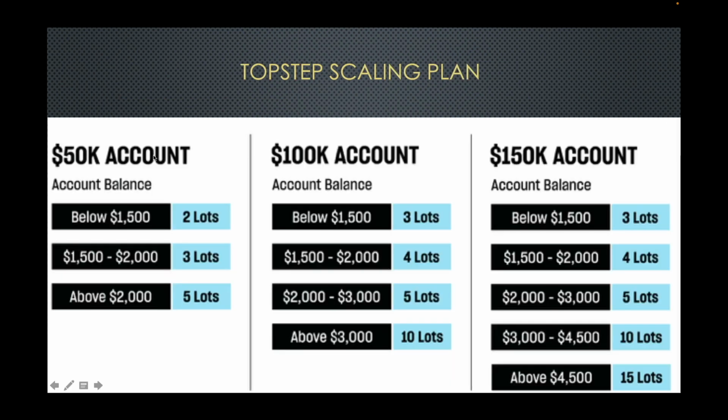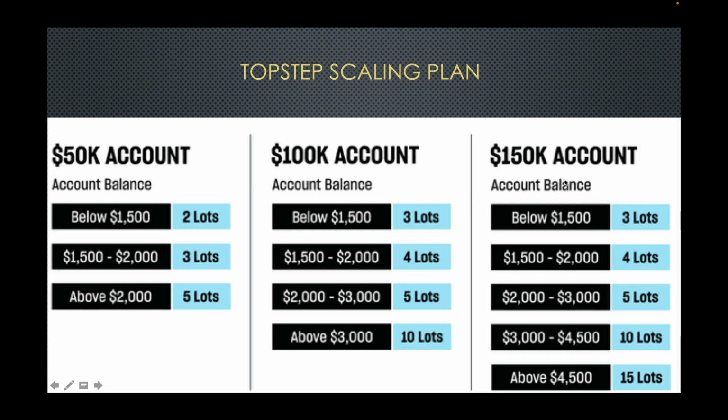And what their scaling plan is, for a $50,000 account, when you're below $1,500, you can only trade 2. So that's either 2 minis or 2 micros. And it goes up as your price goes up, so to speak. When you get $1,500 to $2,000, you can trade 3, and above 2,000, you can trade 5, which is the normal 50K, 5 contracts.